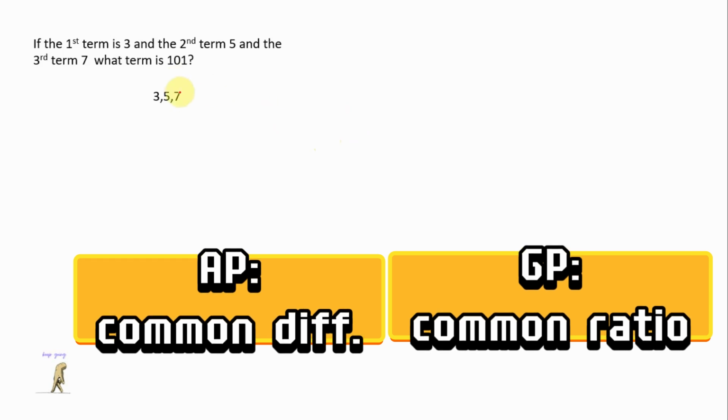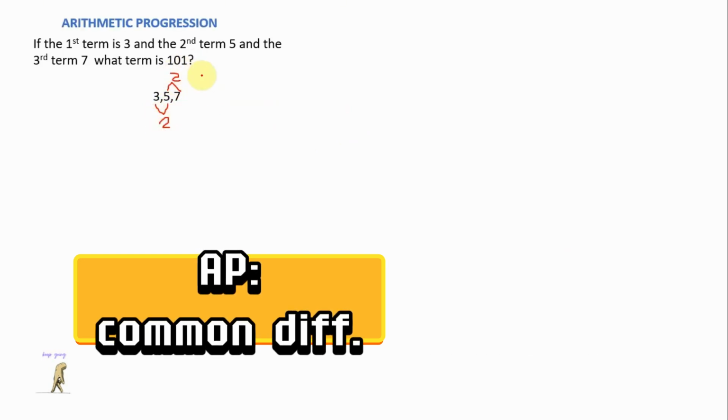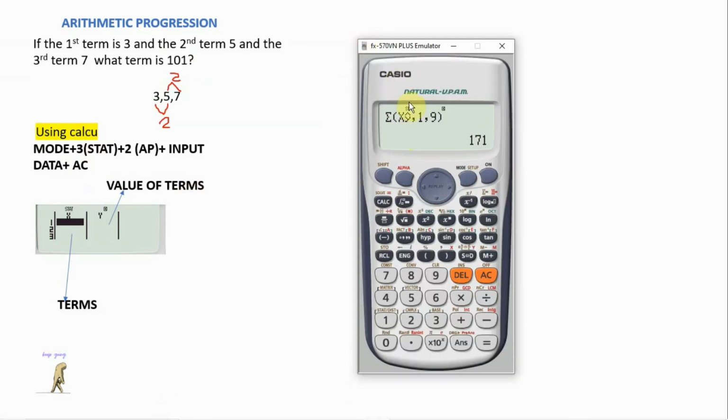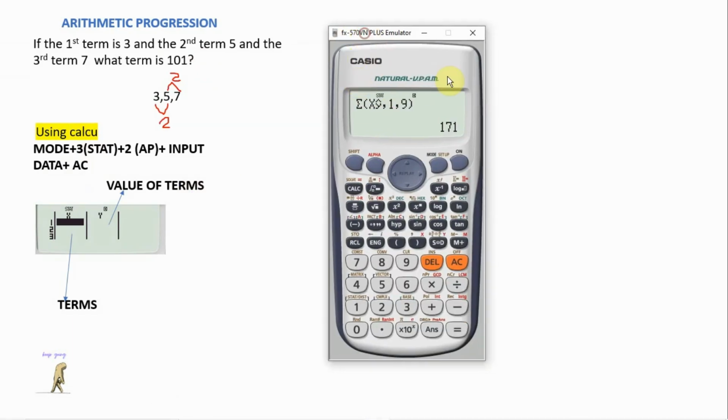So let's test that. 7 minus 5 equals 2. 5 minus 3 equals 2. So it means it has a common difference, so it means it is under arithmetic progression. So we're gonna solve this using our arithmetic progression calculator techniques. And we know we already solved in our calculator in statistics, in arithmetic progression, right?